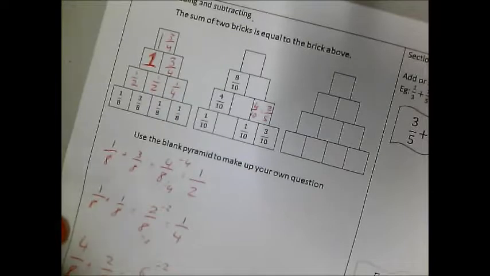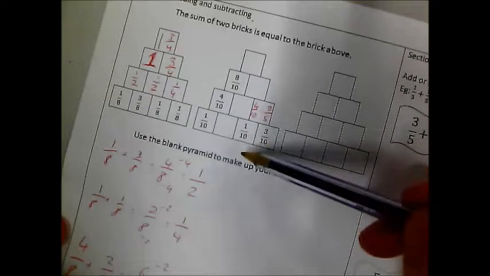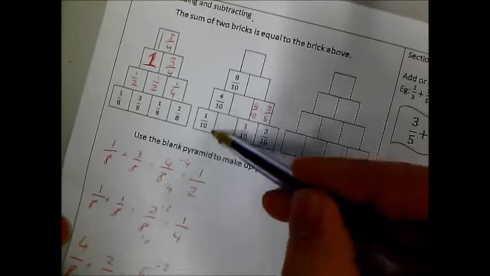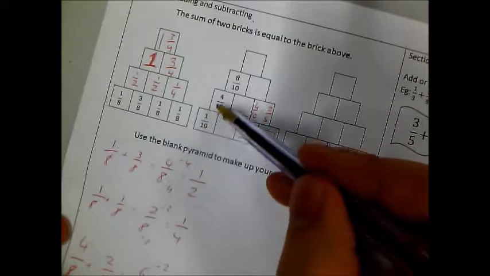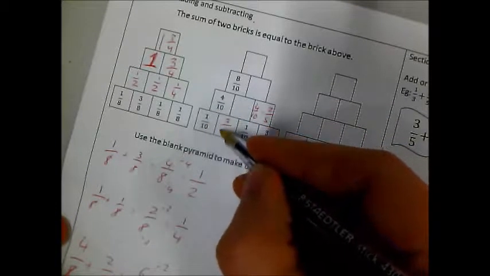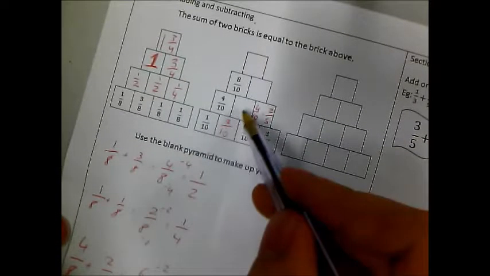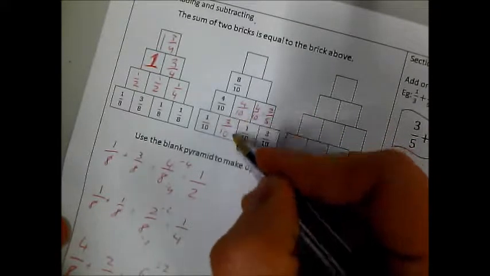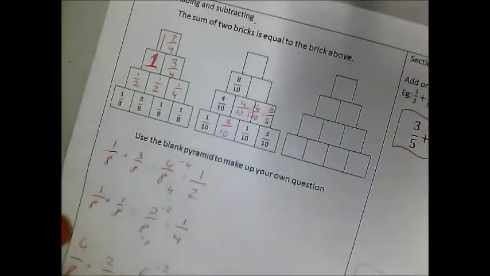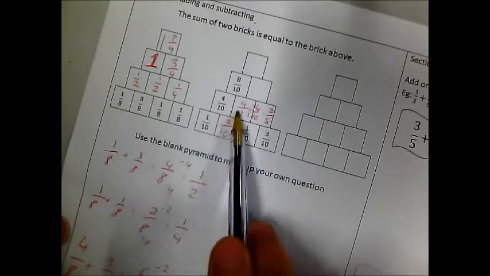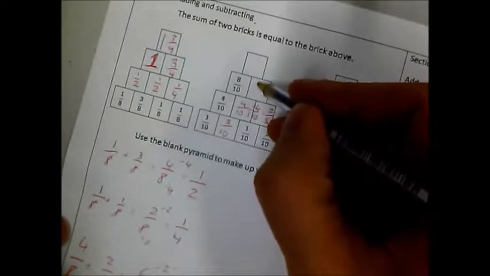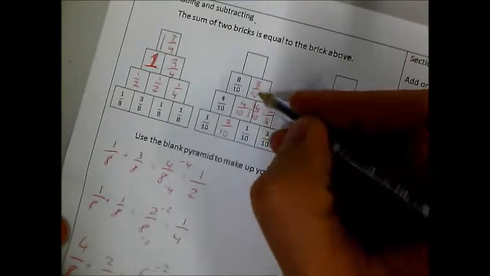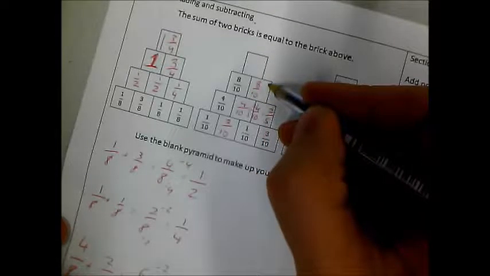Okay. Now, let's have a look here. So this box, so something plus 1/10 is 4/10. So that must be 3/10, because 3/10 plus 1/10 is 4/10. Okay, and now I can do this box here. 3/10 plus 1/10 is also 4/10, or 2/5. Okay, 4/10 plus 4/10 is 8/10. I'm going to also simplify that one to 4/5.